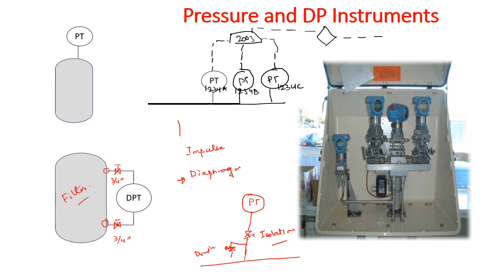So I hope this concept is clear. First of all, if it is an impulse line, it will be shown as a single line and then PT or PG. Normally, the root valve is also shown. And if the same tapping is used for both PT and PG or multiple different PTs, then it should be shown with only one line. From this, you will understand that there is only one tapping. And from this tapping, there are three different routes that are given here.